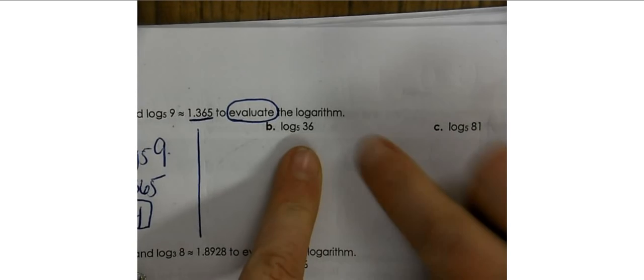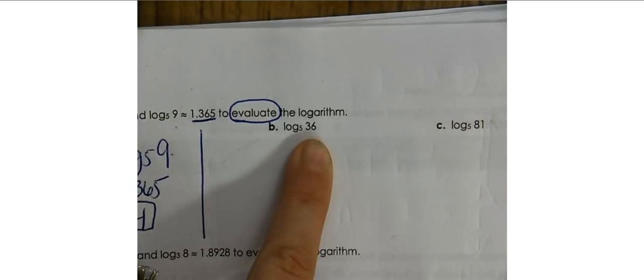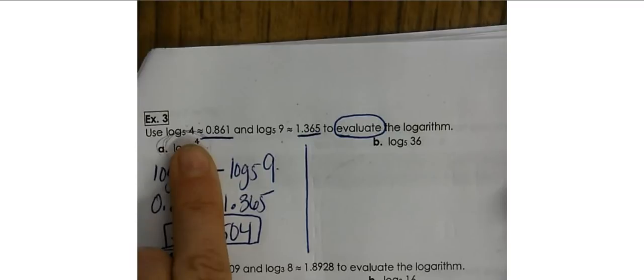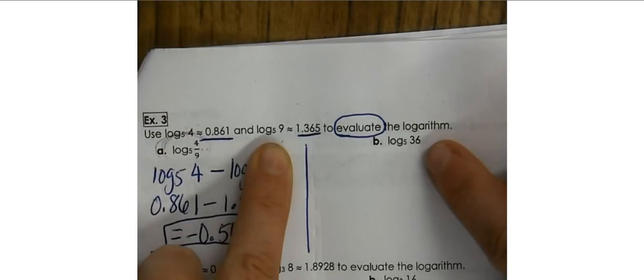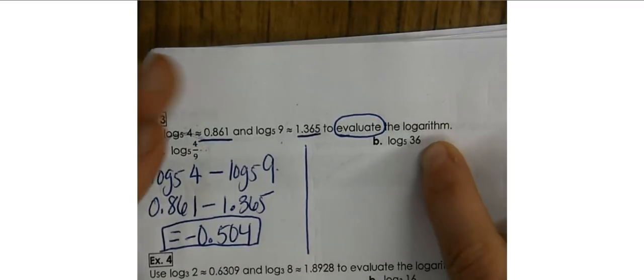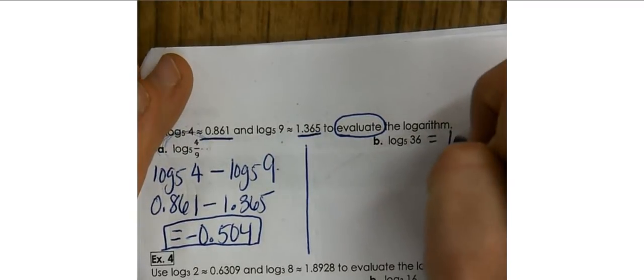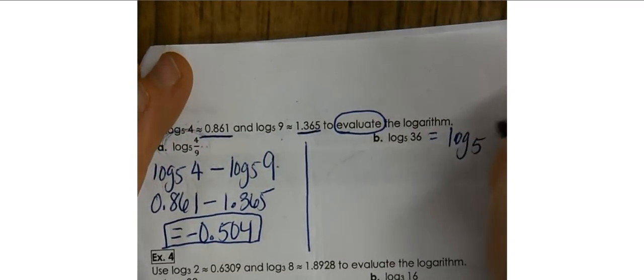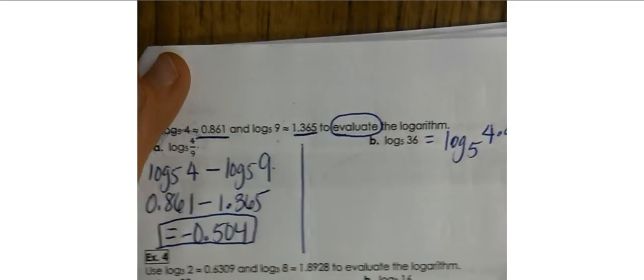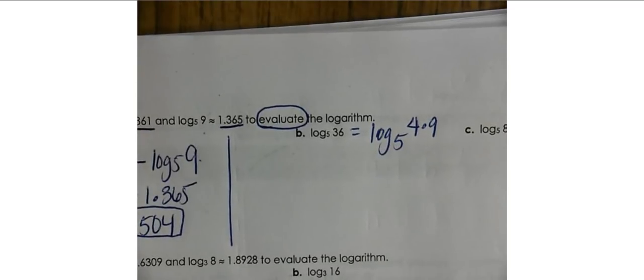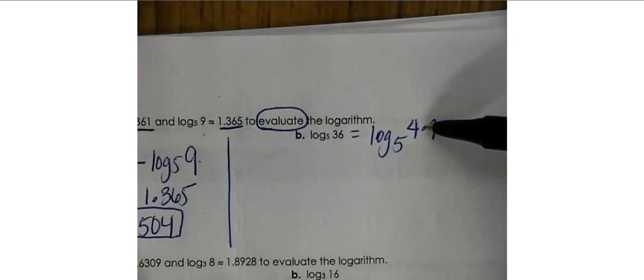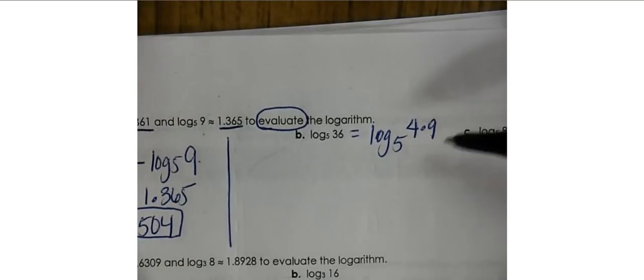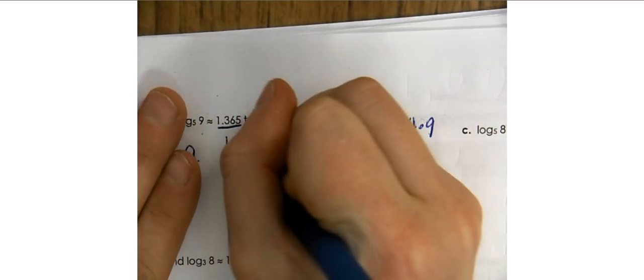Well, letter B, they gave us the number 36. So you kind of have to think outside of the box. How can you use the number 4 and the number 9 to get the number 36? Well, we know that 36 is actually 4 times 9. So 4 times 9 is 36. So what I'm going to do is use that multiplication and expand using addition. So I'm going to rewrite this as log base 5 of 4 plus log base 5 of 9.